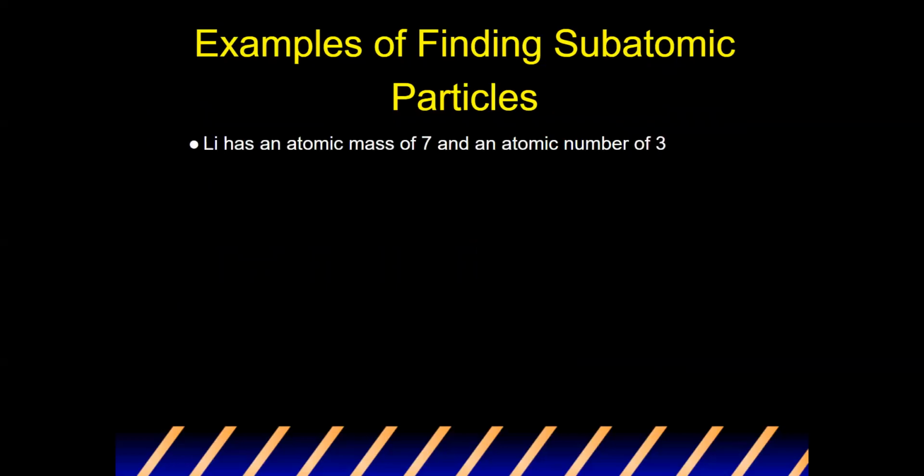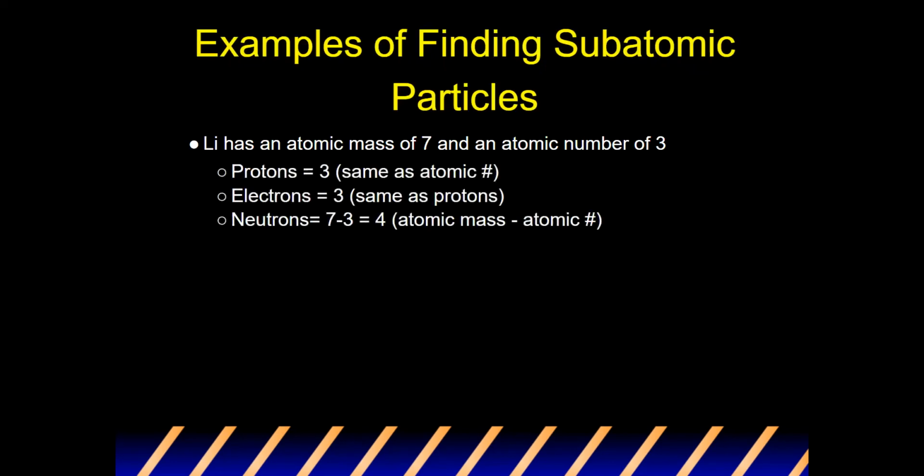Let's look at lithium. Lithium has an atomic mass of 7 and an atomic number of 3. Remember, the definition of atomic mass is the total number of protons plus neutrons combined, and the atomic number is simply the number of protons. So let's do protons first. Based on the definition of atomic number, our protons should be 3. Our electrons, since it's neutral, is also 3. And the number of neutrons is the atomic mass minus the atomic number. 7 minus 3 equals 4. Let's do another.